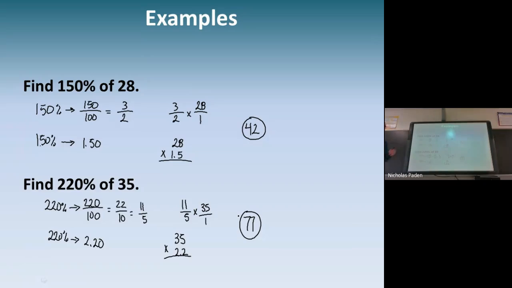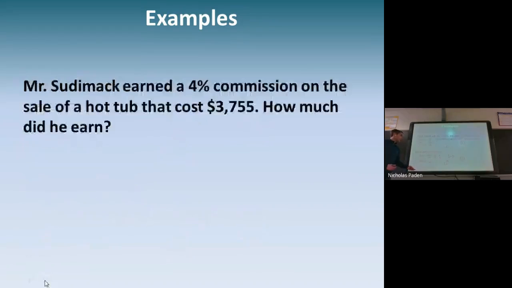Okay. So last thing, we'll look at a couple of word problems that talk about finding the percent of a number. So here, Mr. Studemak earned a 4% commission on the sale of a hot tub that cost $3,755. How much money did he earn?